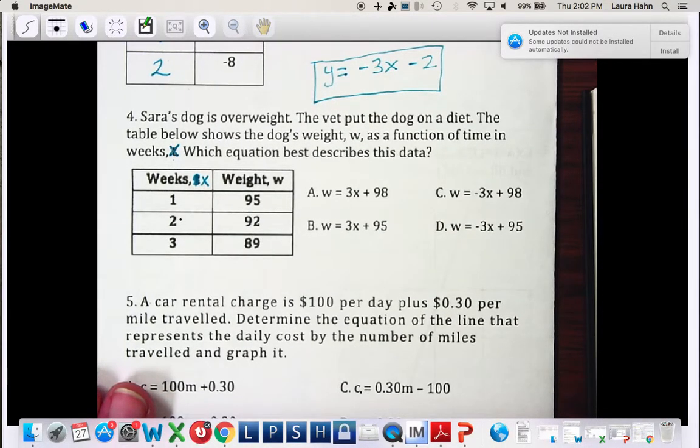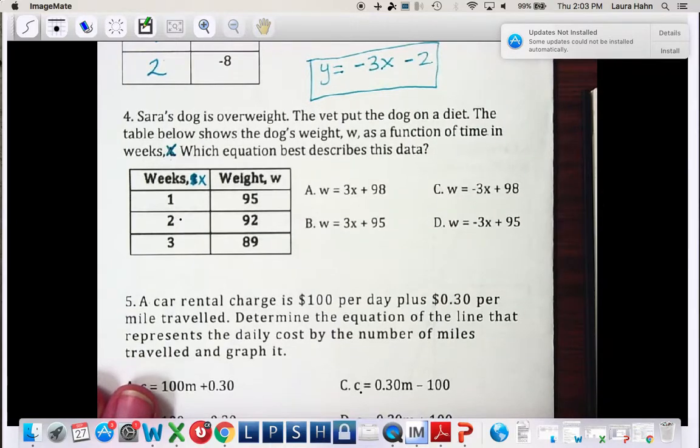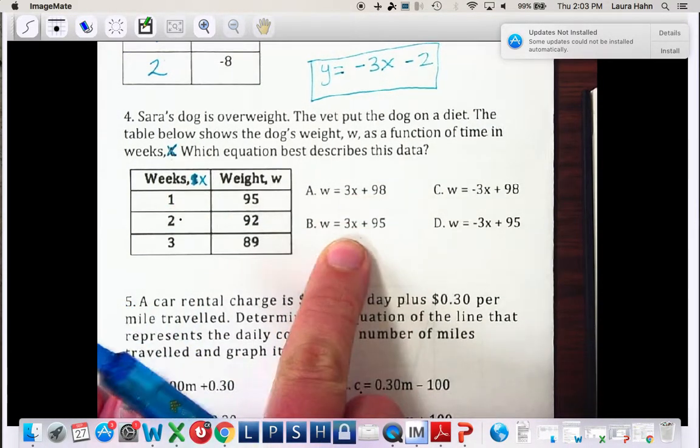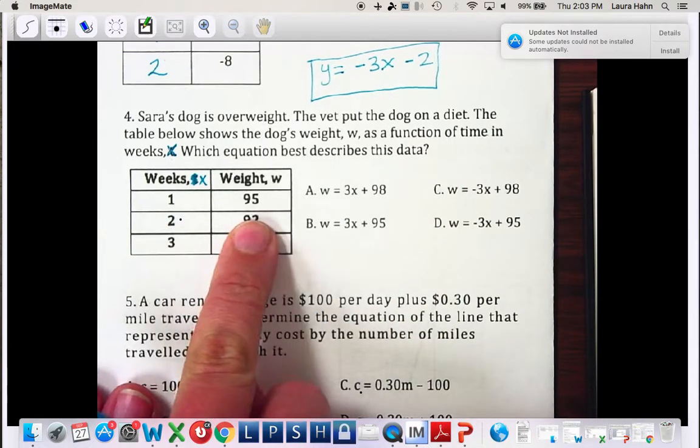Okay, so we're trying to figure out which of these equations match this table. Okay, so you can do this several ways. All right, so let's read it. The dog is overweight. He gets put on a diet. The table below shows the dog's weight, W, as a function of time in weeks, X. Which equation best fits this data? So 1, we know this is X, so I could plug in a 1 for each one of these equations and figure out which one has an output, the W, of 95.